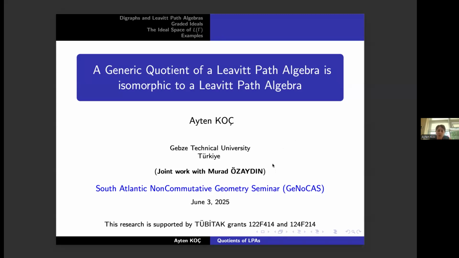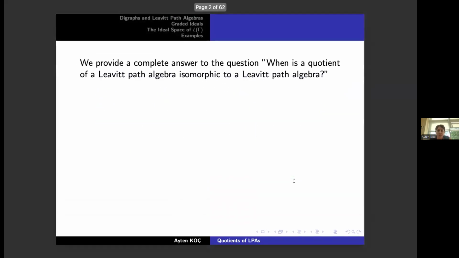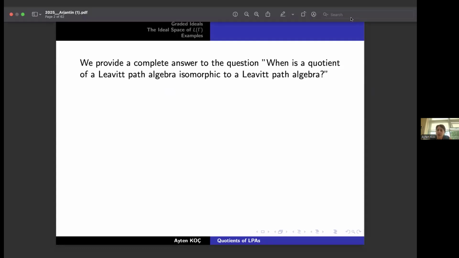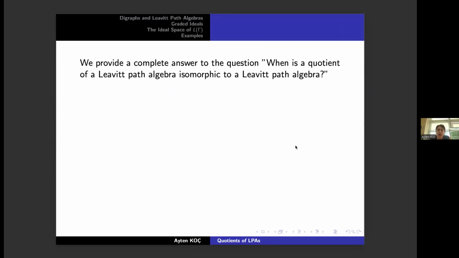This is joint work with Murad Özaydın, who is here. Our aim is to answer the question: when is a quotient of a Leavitt path algebra isomorphic to a Leavitt path algebra?